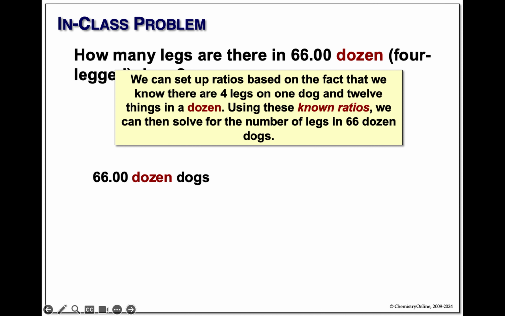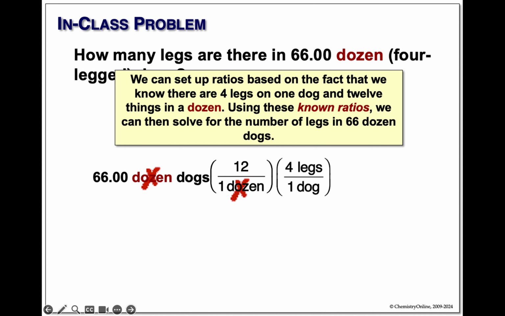We've set these up with dozen and dog in the denominator, so dozen will cancel and dogs will cancel. Now to get the answer, 66 times 12 times 4. A little over 3,000 legs. Okay, we can do that, right?